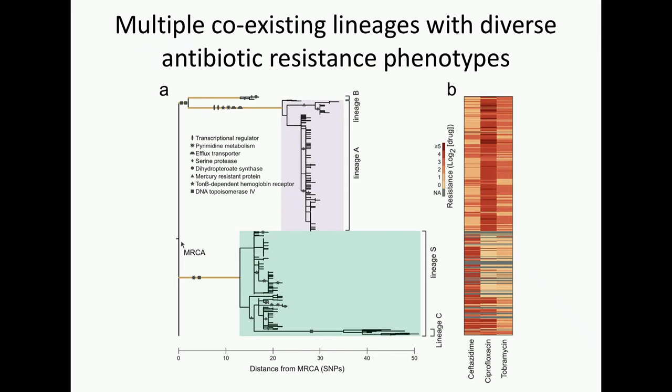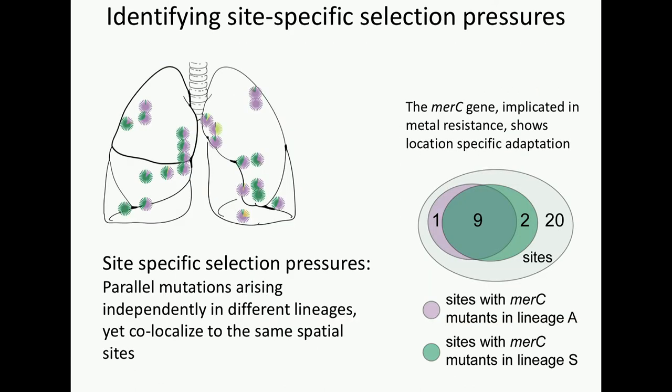Okay, but now, unlike in the previous case, we actually have the distribution of those clones in the lung. So the first thing you want to ask is, what happened? There are two lineages here. How are they distributed in the lung? Left lung, right lung, or different locations, or the different lobes? Okay. So here's the answer to that.